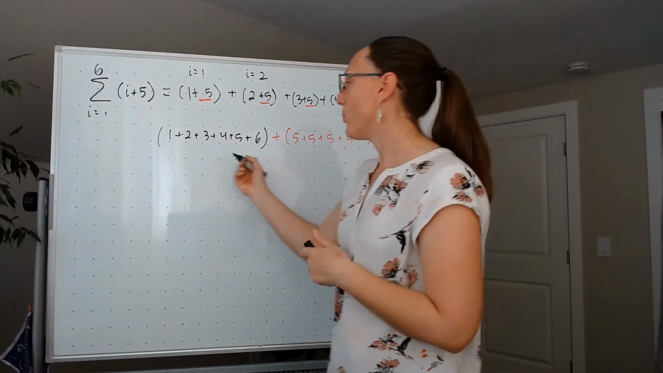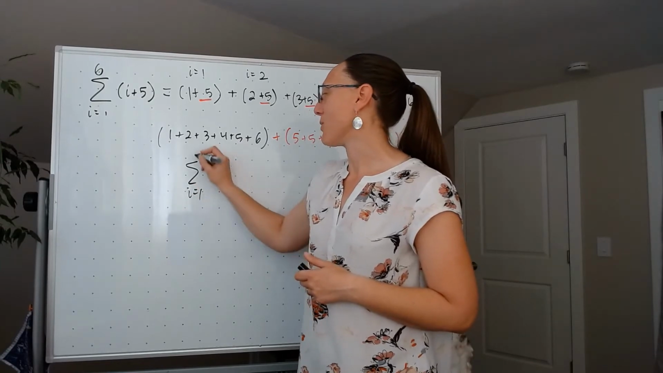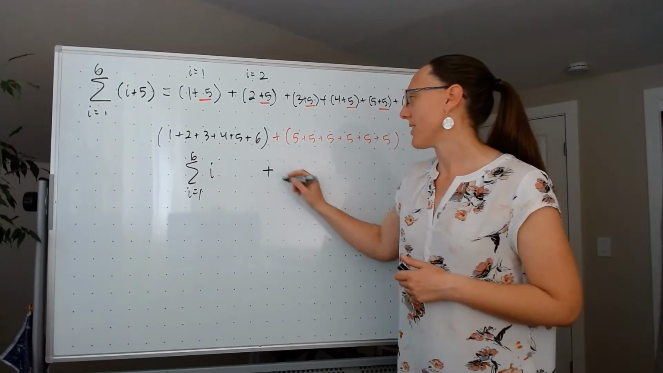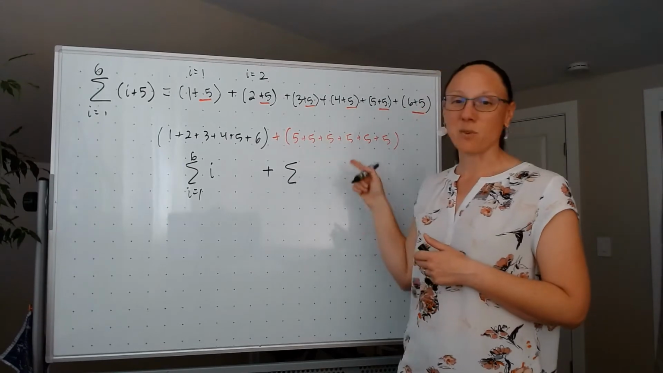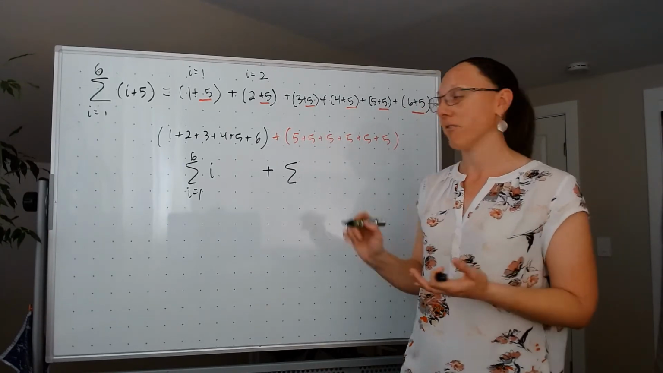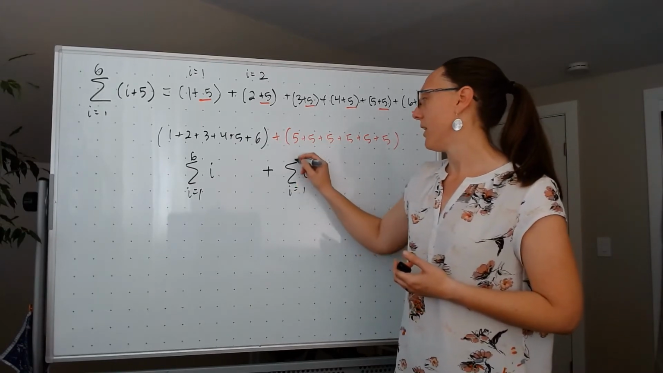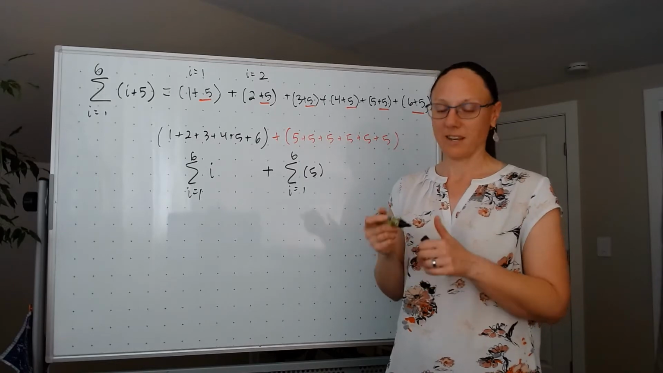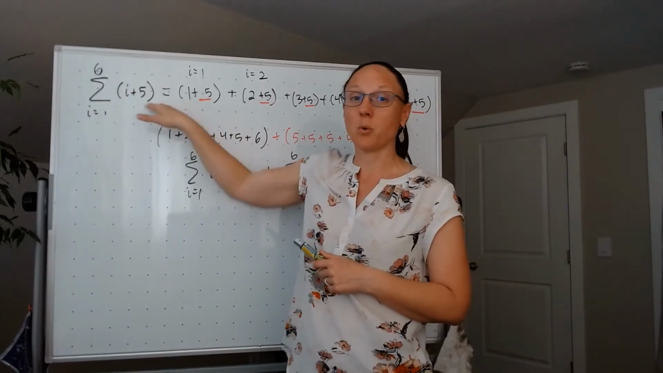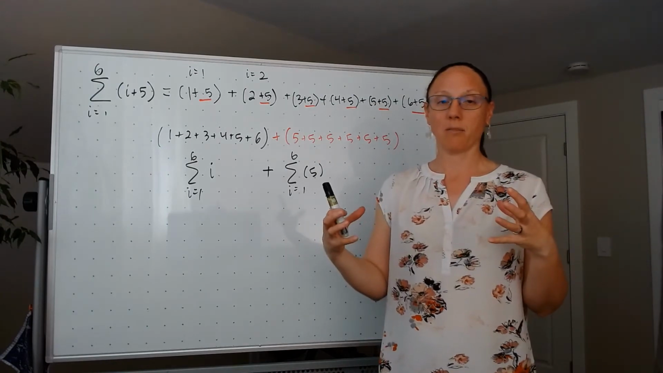So this would really be me writing the sum of i from i equals 1 to 6, plus, and this one's a little bit tricky, but the expression each time was just 5. So there isn't anywhere for us to plug in the i, but we'd be going from 1 to 6. So when we have addition between pieces in our expression and we're taking the sum, we can break those apart.